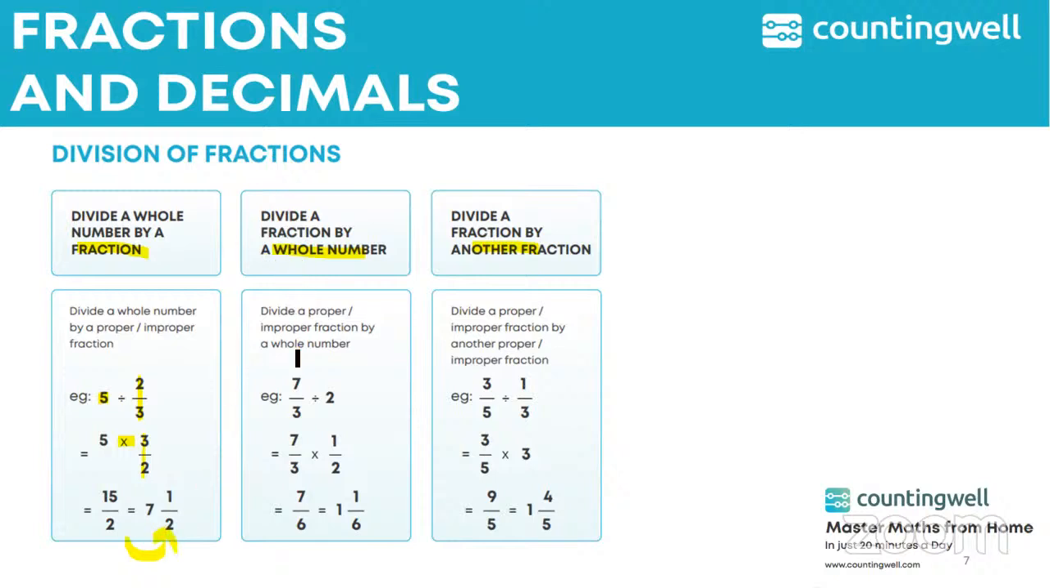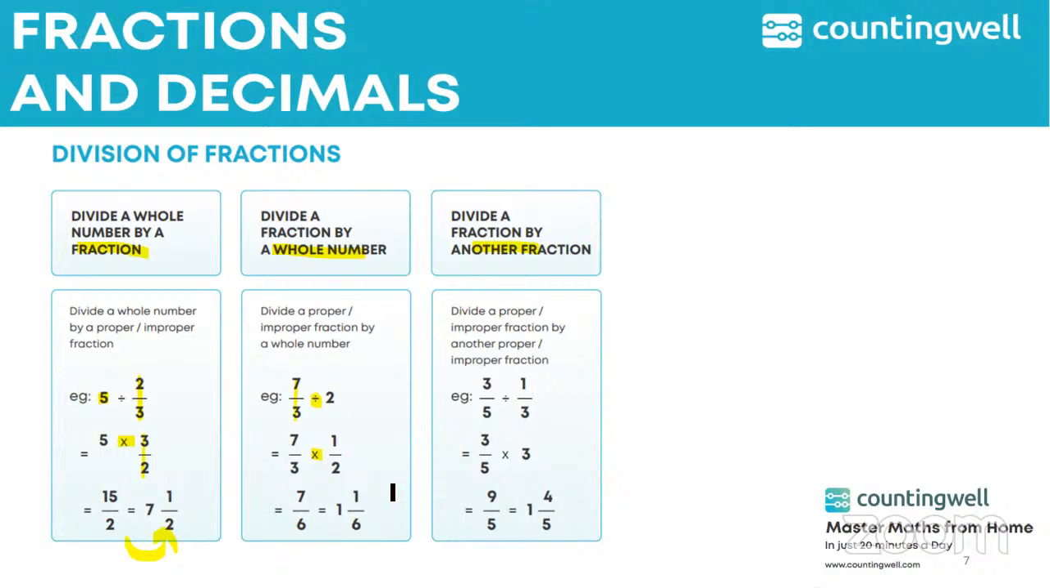Dividing a fraction by a whole number: here we have an improper fraction which is divided by a whole number. Here 2 is nothing but 2 by 1. Taking its reciprocal, we have 1 by 2. So division is now written as a product by taking the reciprocal. So we have 7 by 6, which can be written as 1 1 by 6.